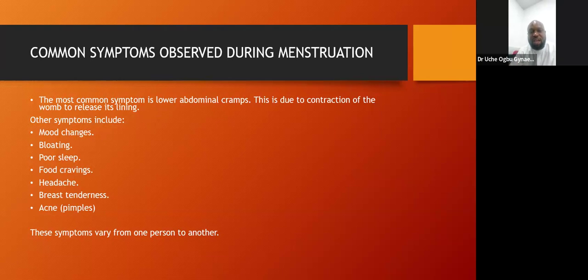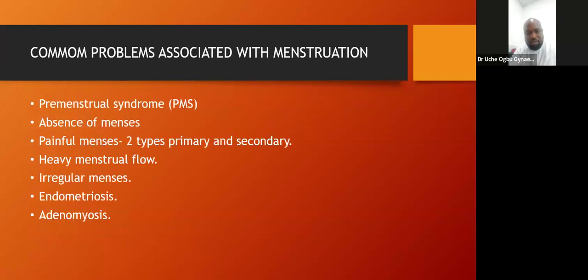There are some cycles you might have some of these symptoms. Some cycles you might not really have them. For example, there are women that don't really experience lower abdominal cramp or pain when they are menstruating, while in others, the pain could be severe that they might need painkillers to control the pain. Next slide.